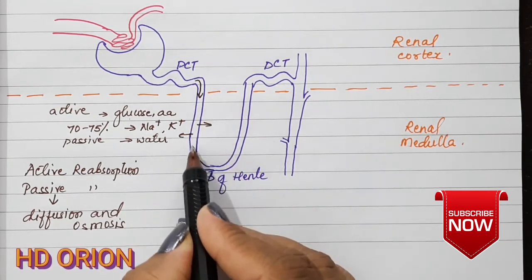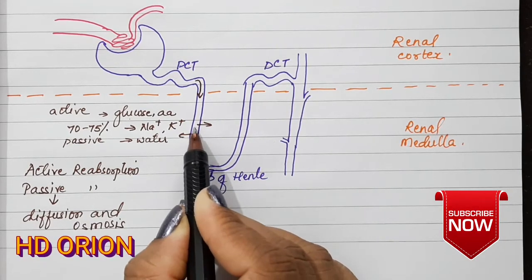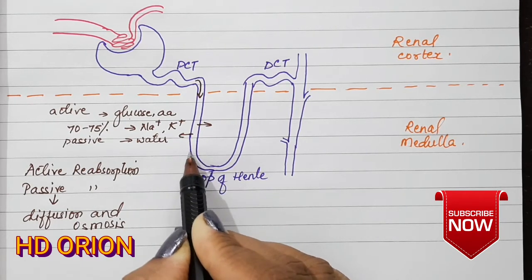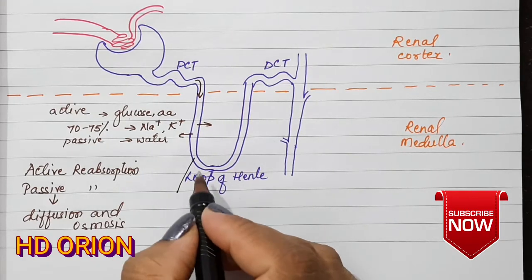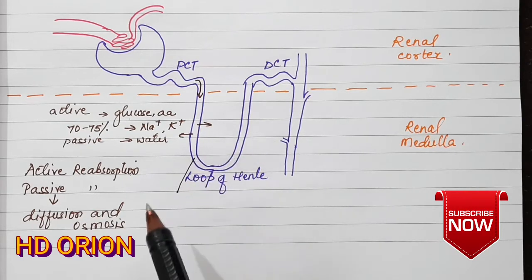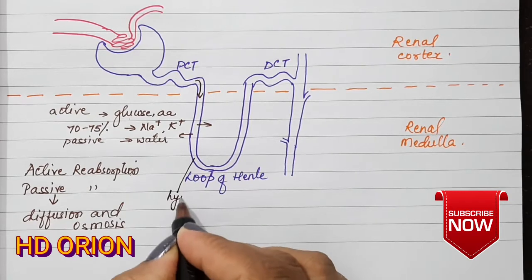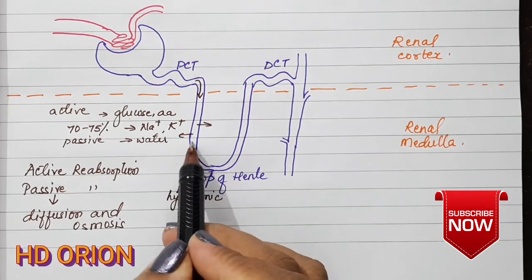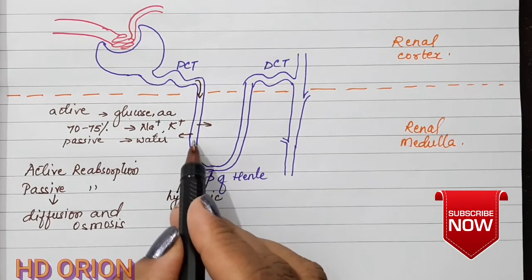And while it is coming down, since the wall is very permeable to water, the filtrate gradually becomes hypertonic because water is getting lost. So if a question comes, this usually comes in NEET or in your exam also, how is the nature of the fluid or the filtrate that runs down the descending limb? It's hypertonic. And why is it hypertonic? Because the walls are so permeable to water that the water is reabsorbed by the kidney cells.